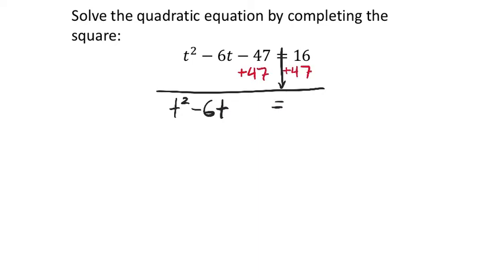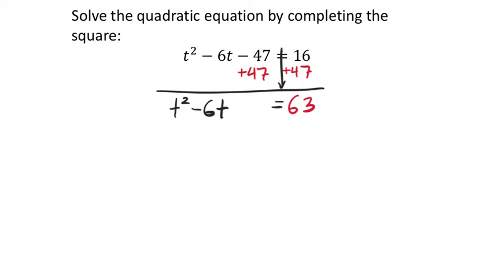Okay, so it's going to equal 63. Yeah, that was good. Now, why did we do that? It's because I'm looking to complete the square of these two terms. Again, it's going to be a perfect square trinomial. So it's t squared minus 6t, and I've got to have a value right there.